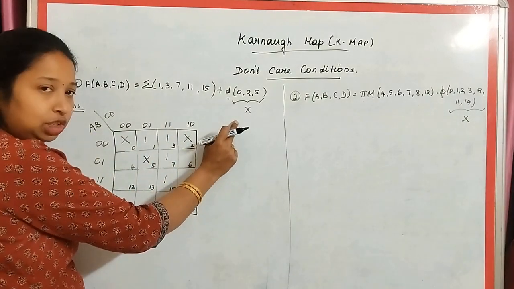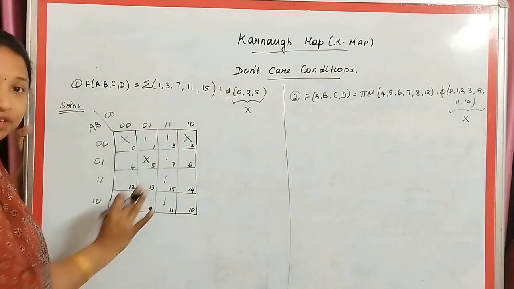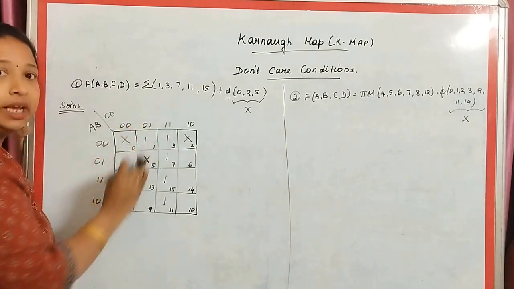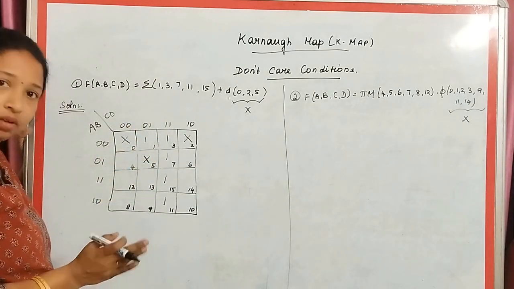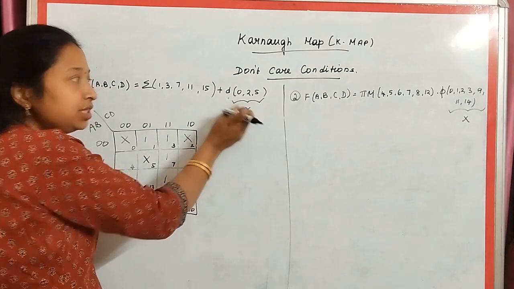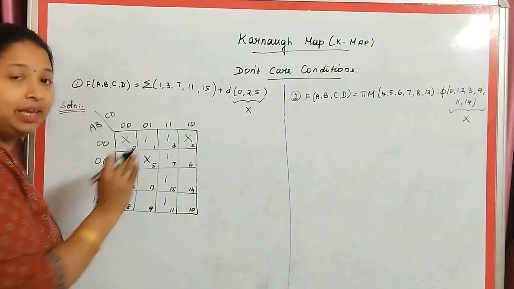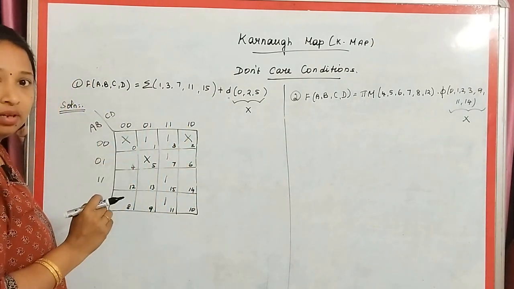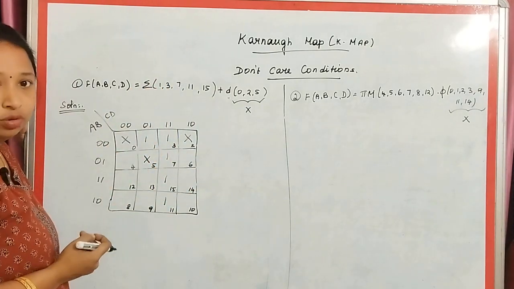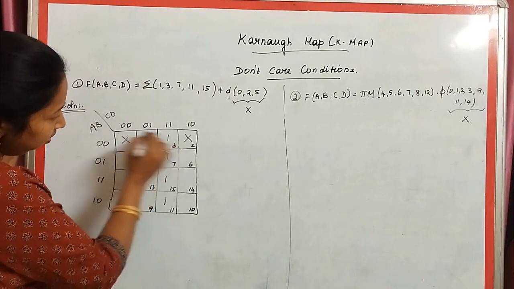These don't care conditions, listen carefully, are mainly used for grouping, helping the actual minterms get into a group. Fine. As such, you cannot group these numbers alone separately. They are not standalone. They cannot stand alone. They are mainly used for helping the minterms to make a group. Understood?